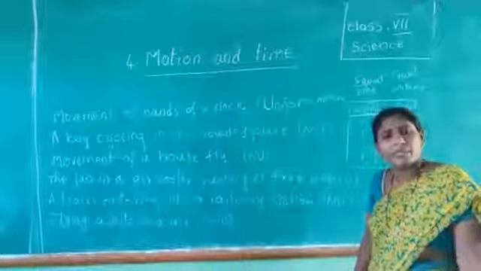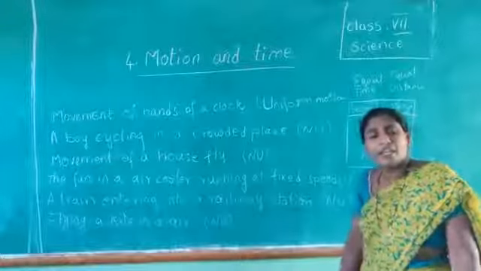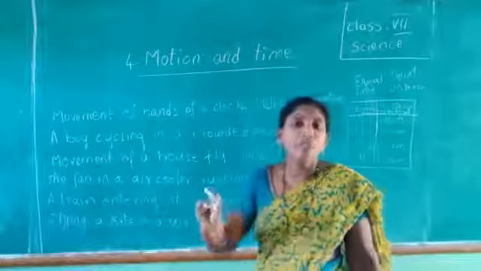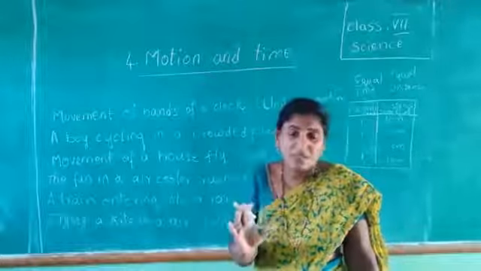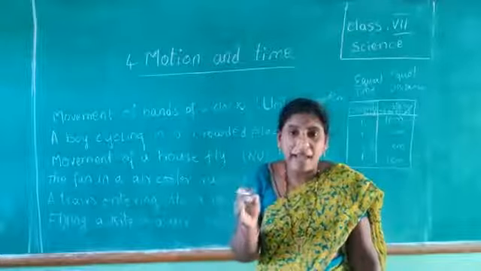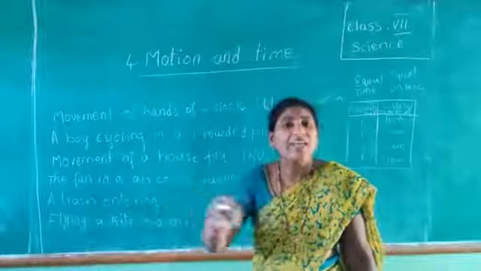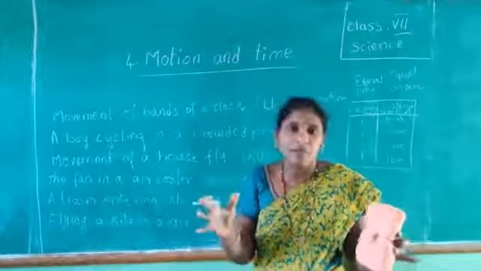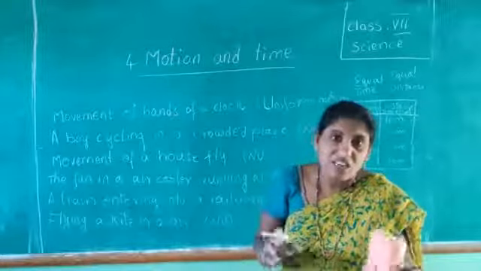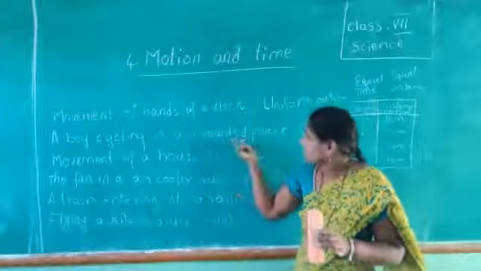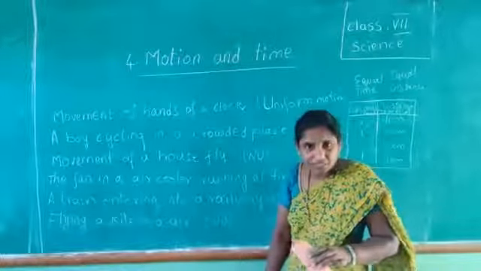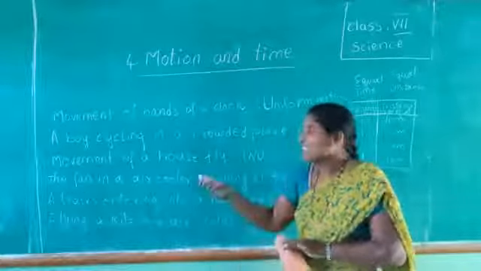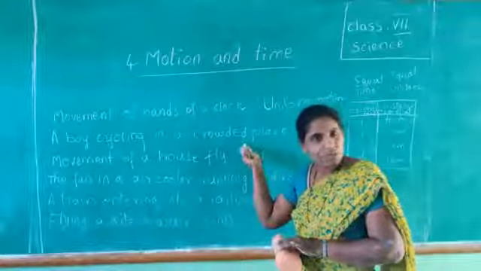What do you mean by a crowded place, children? There are so many people present on the road. There are so many students or men or women standing nearby the road. Crowded means it is having a huge number of people. When there are so many people, then we say that it is crowded. Especially when you go to the market, we see it is crowded. Is it clear, children? Did you understand what you mean by crowded?